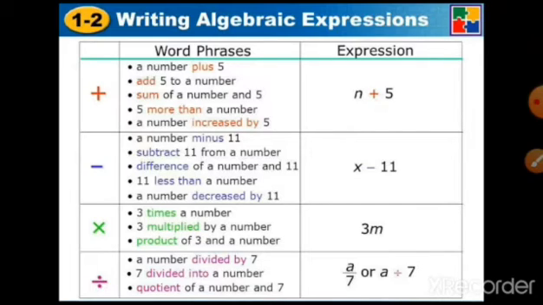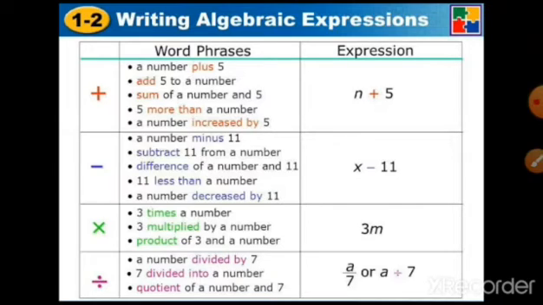Next is multiplication. 3 times a number. So we can write it as 3m, or 3 multiplied by a number. So we can write it as 3m. Next, the product of 3 and a number. So here also you can write it as 3m. So the times, multiplied, product, all the 3 words are denoting multiplication.